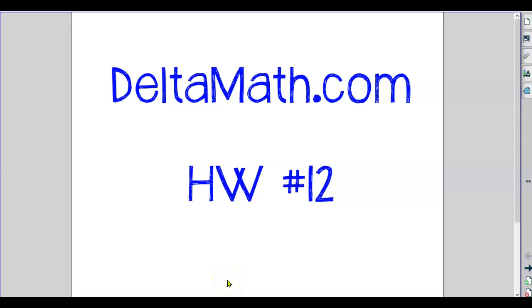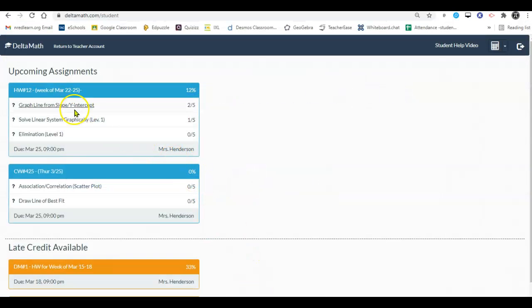In order to complete DeltaMath.com homework number 12, you're going to need to review your notes. So the three topics for homework 12 are graphing a line from slope-intercept form, solve a linear system graphically, and solve a system by using elimination.